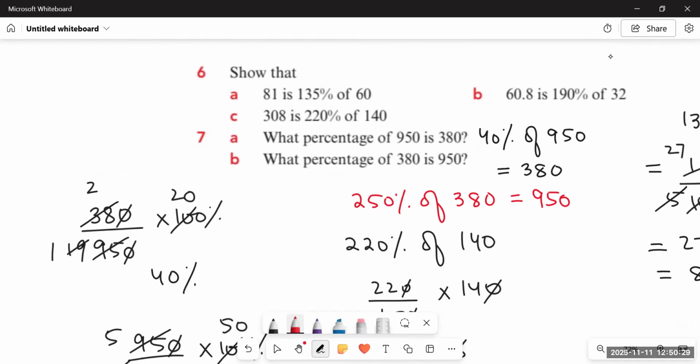Whenever they ask to find the percentage of something, like what percentage of 950 is 380, the number given after is the one you find its percentage with respect to the first number. So we have completed till question number 7. Inshallah, we'll do more in the next video.